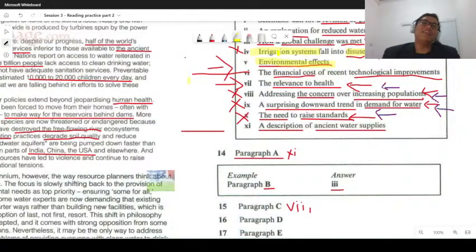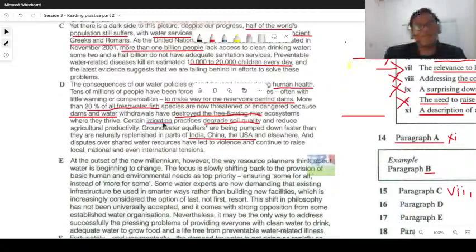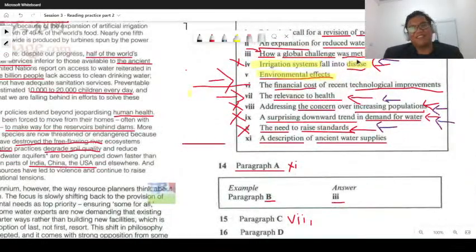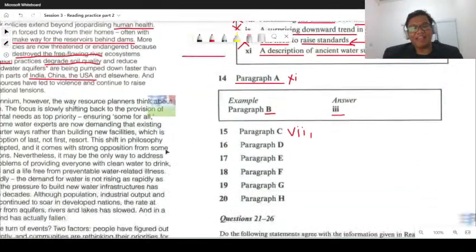So we did see a theme of irrigation system and environmental effects, but did we see the word disuse, or a connection to the word disuse at all? No. In fact, it's actually still being used, and one of the reasons why there are environmental effects is because it's being abused, right? So it's the complete opposite. So it's highly likely that our answer is actually V, because we have disproven the other options. And that is how you answer this paragraph.